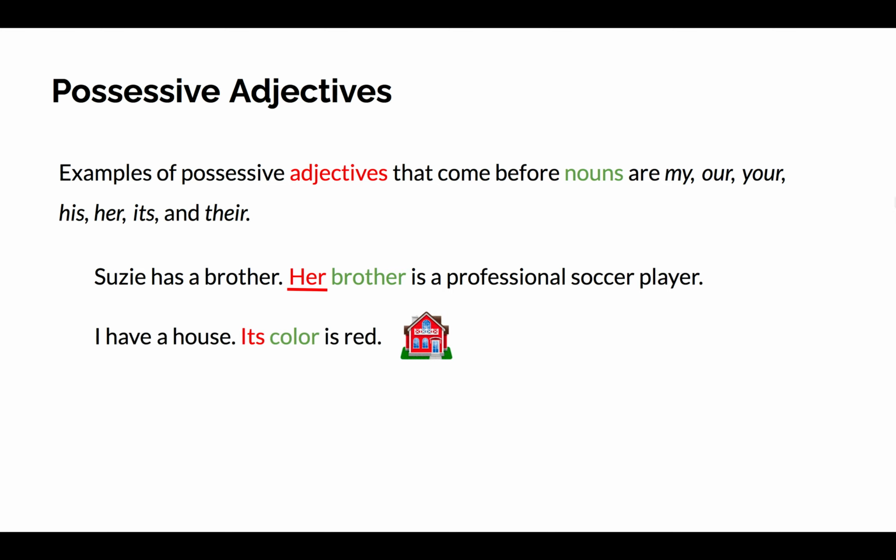I have a house. Its color is red. This example shows the possessive adjective its. It is not to be confused with the contraction it's, which means it is. This its shows ownership or possession of something. In this case, it refers to the house which has a red color.